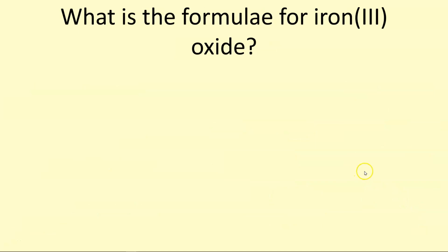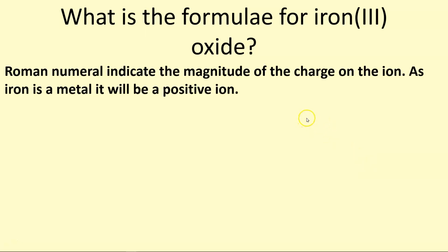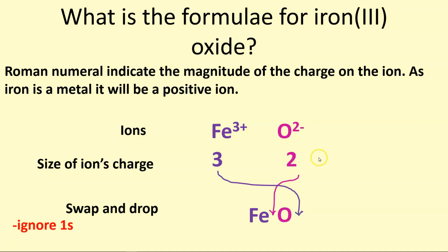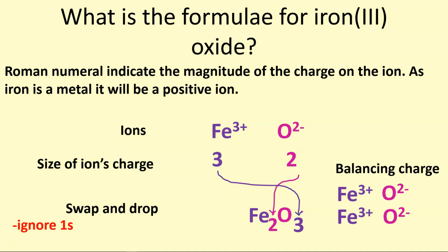What's the formula for iron 3 oxide? Remember, Roman numerals indicate the magnitude of the charge on the ion. And as iron is a metal, it will be a positive ion. So we write down the ions, work out the size of the ion's charges, so 3 and 2. Write the element symbols below and do swap and drop, which gives us Fe2O3 as its formula. Balancing charge, we can see that for every 2 iron 3+ ions, we'll need 3 oxide ions.